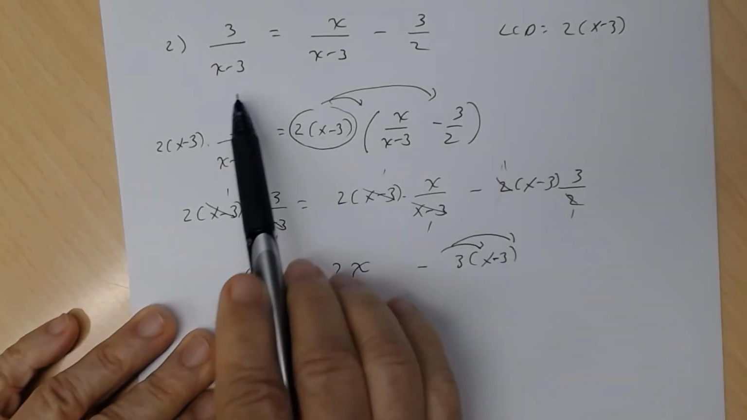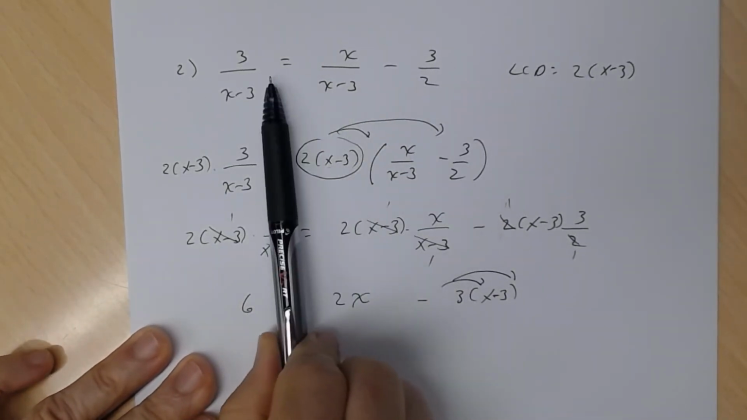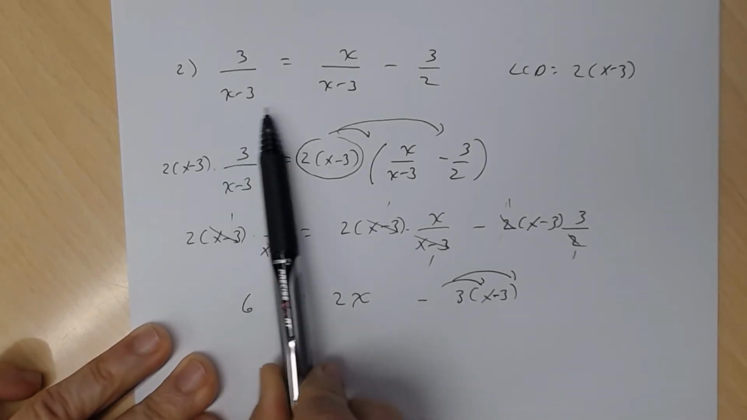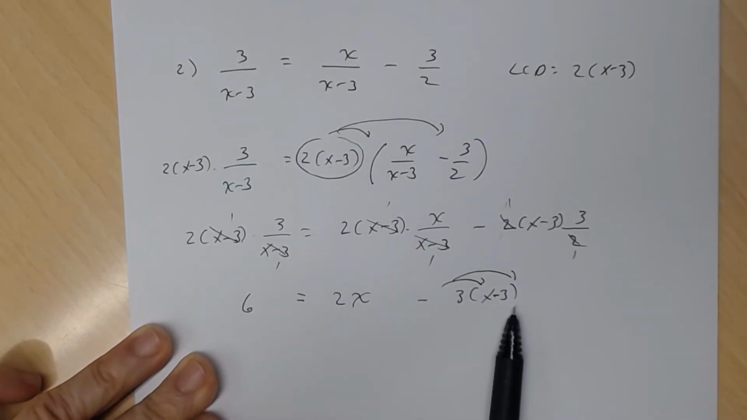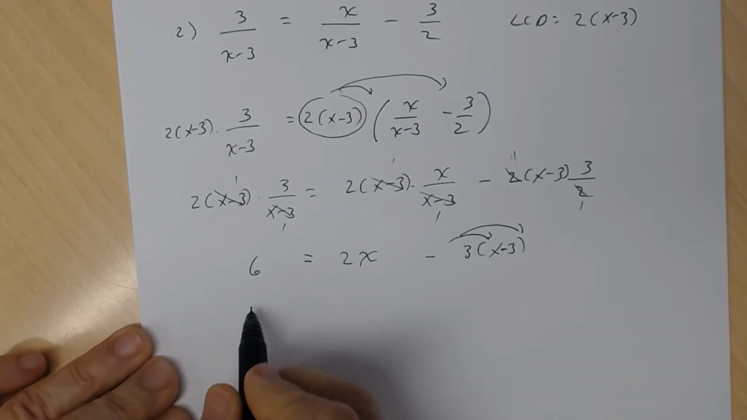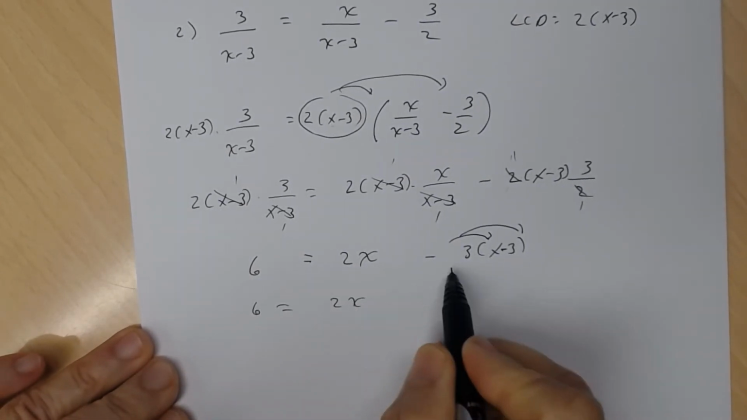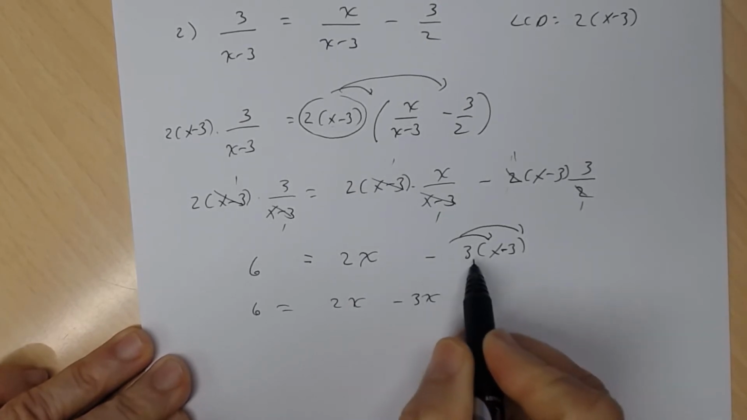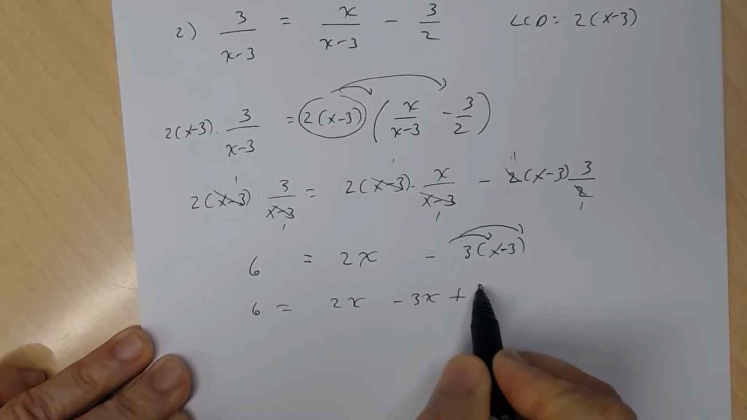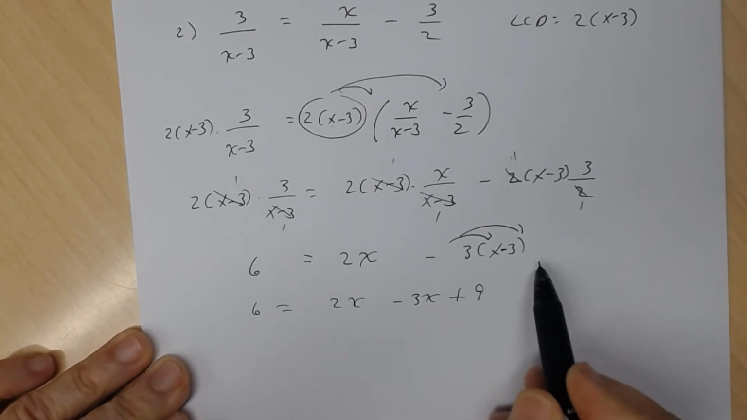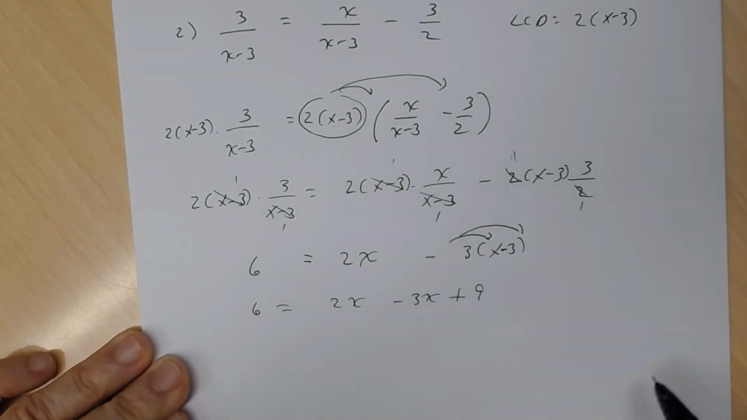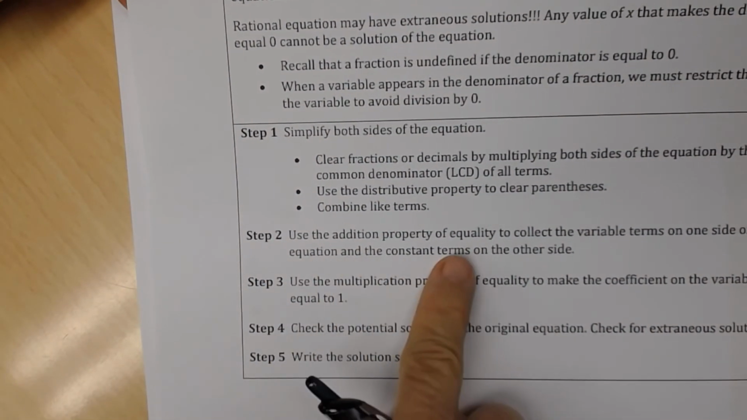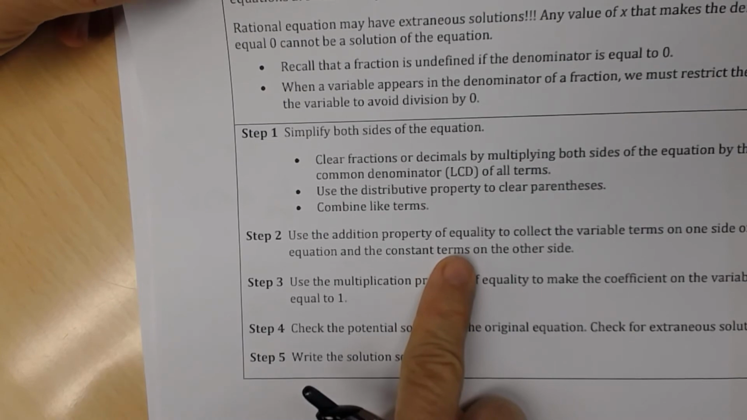Before I go on, I want you to notice I went from a rational equation to a linear equation. Rational equation to linear. So I get 6 equals 2x, and then we distribute the negative 3. Negative 3 times x is negative 3x, and negative 3 times a negative 3 is a positive 9. Remember, negative times a negative is a positive. That was basically step 1 according to this. Now step 2, you're going to combine like terms.